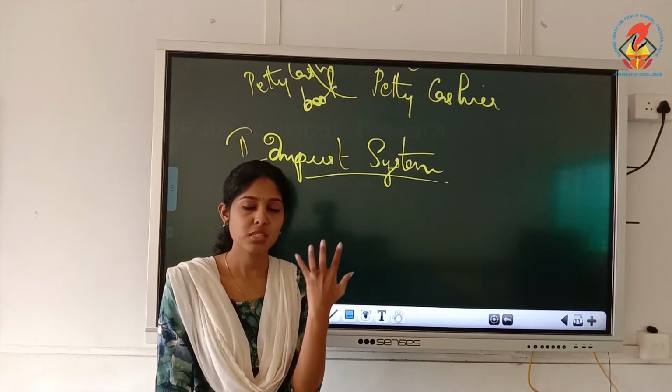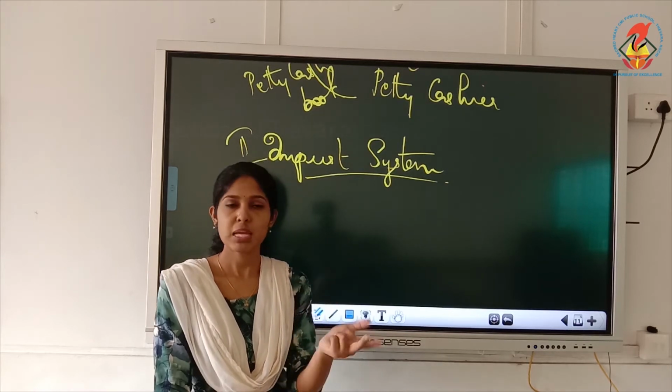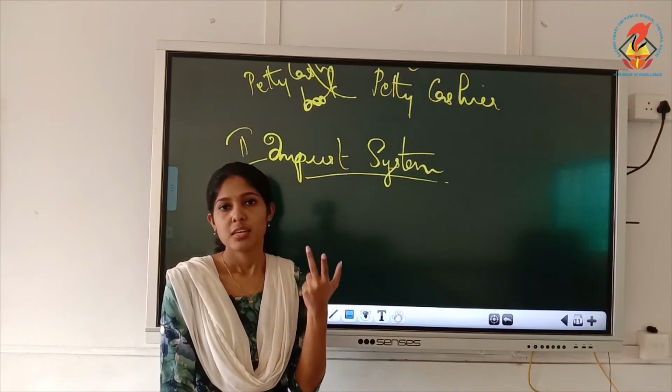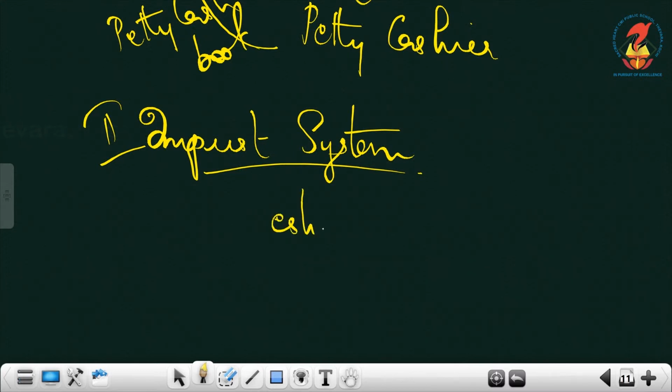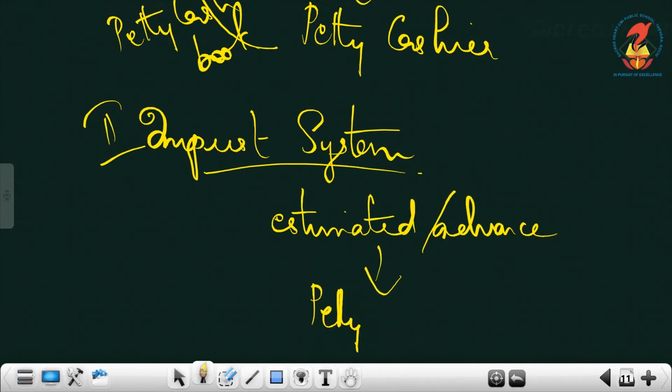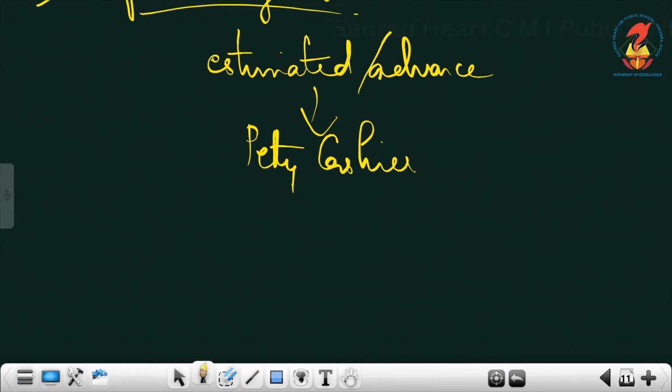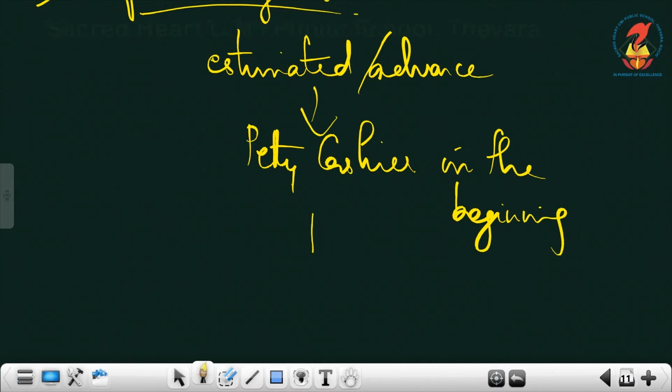The period can be, sometimes for 1 week, sometimes for 2 weeks, that is fortnight, sometimes for 1 month. So an estimated amount or advance is given to whom? To the petty cashier in the beginning of the period. That period I already told you, it can be a week, fortnight or a month. In the beginning of the period it will be given by the main cashier. Now during the month what happens? He will spend the amount during the period.